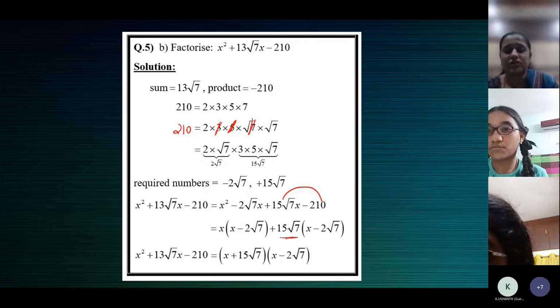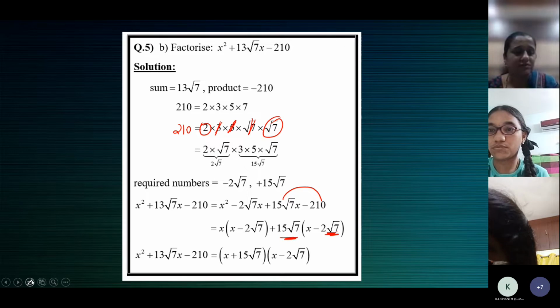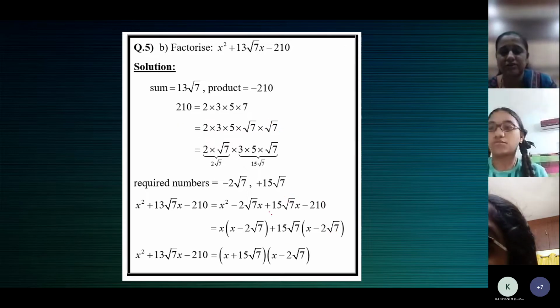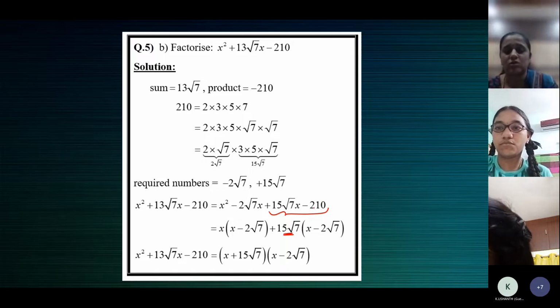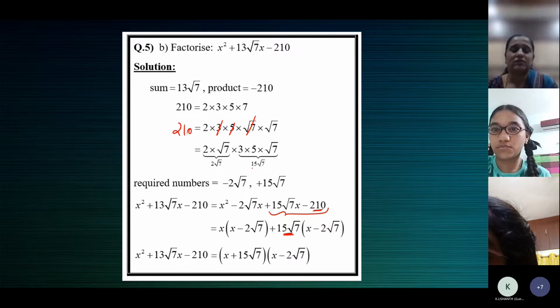And when you take out 15 root 7 common, what will come inside here? It will be 2 root 7. The factors that are left out, 2 root 7. I repeat, between these two terms, the HCF is 15 root 7. How? Look at the factors of 210. Do you find 15 root 7 in it? See here, 5 3s are 15 root 7. Yes, we find 15 root 7 in 210.